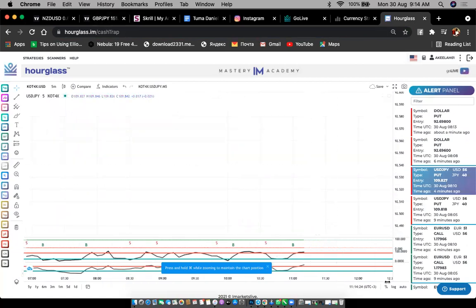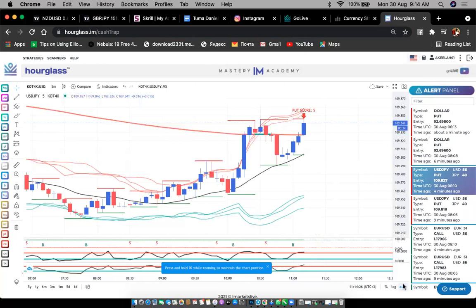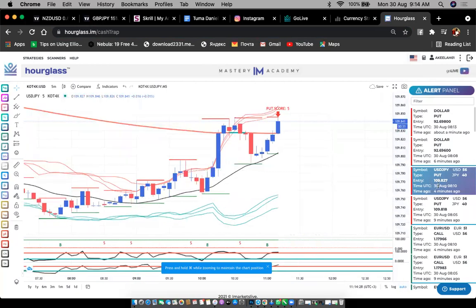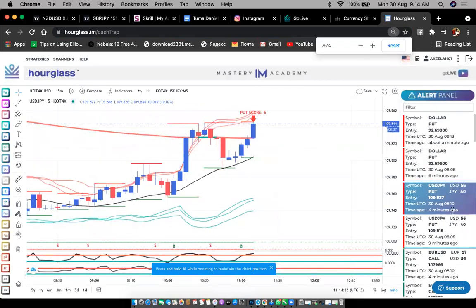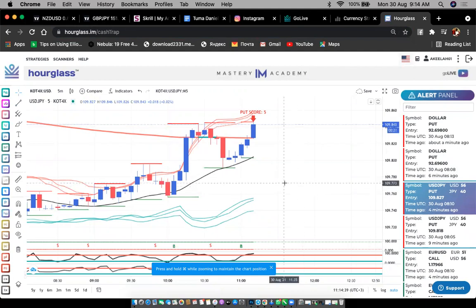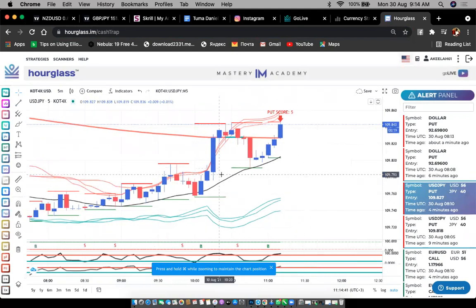the first thing you want to look at is the currency strength meter. As you can see on USD JPY, the currency strength meter is telling us the US dollar is 56 and JPY is 40. Now that you know that, what are you looking for? You are looking for a buy.